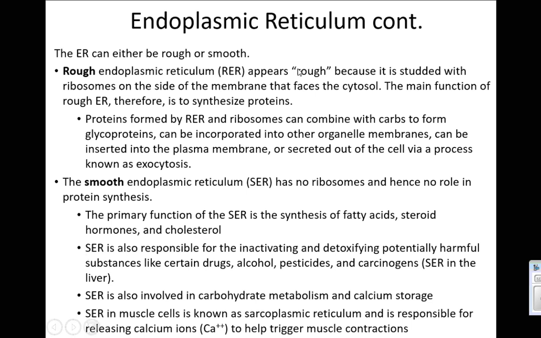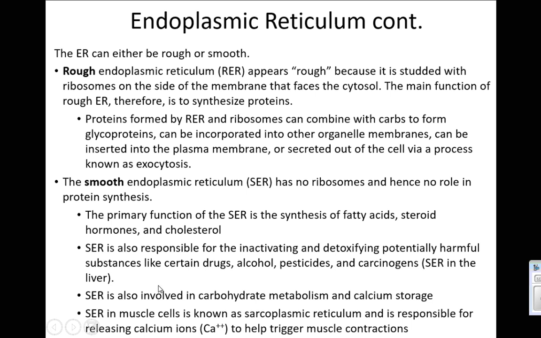SER is also responsible for inactivating, detoxifying certain chemicals. Harmful things like drugs and alcohol, pesticides, carcinogens. You guys know what carcinogens are? Just any chemical that can cause cancer. And asbestos, you hear about it. And your liver cells are responsible for performing these functions. Okay, so habitual drug users or alcoholics, if you look at their liver cells, are going to have a whole bunch of SER because they have to be always working.